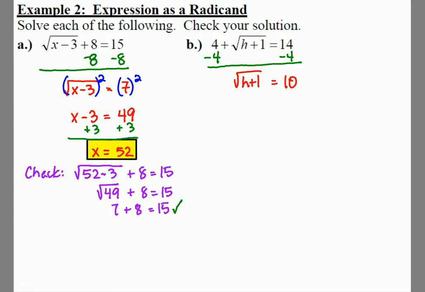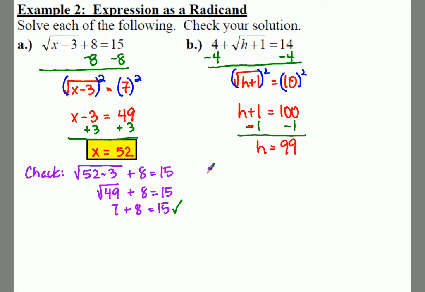So if we want to square both sides to get rid of our square root, we can do that, and that gives us h plus 1 is equal to 100. And if you subtract 1 from both sides, always love subtracting 1, so minus 1, we're going to get h equals 99. So before we put a box around that, we better check it.